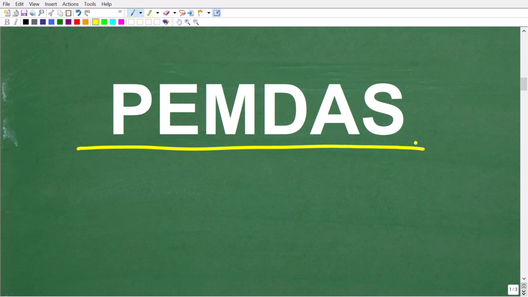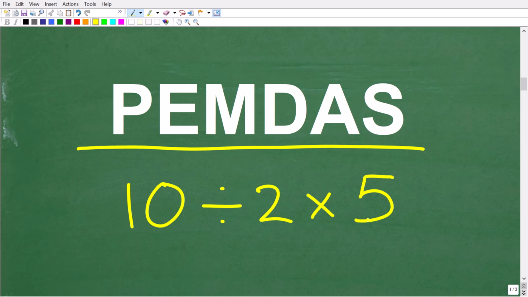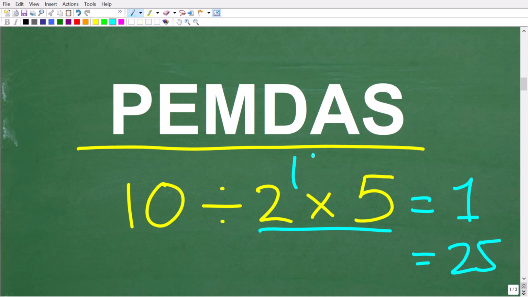Now, before I answer this question, let's take a look at this simple problem, 10 divided by 2 times 5. All right, so what is the answer to this question? You ought to be able to do this right in your brain. Now, a lot of people are going to say 1, and some people are going to say 25. So if you got 1 as your answer, you went, well, 2 times 5 is 10, and then 10 divided by 10 is 1. So that looks pretty good.